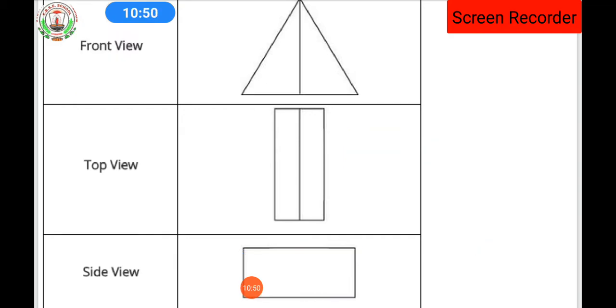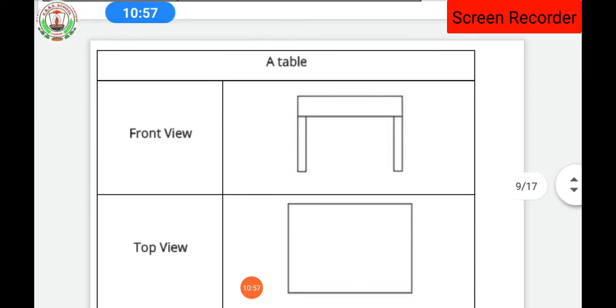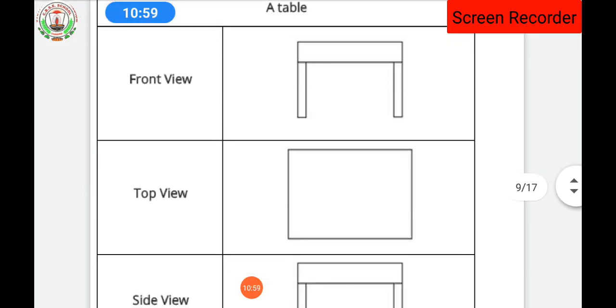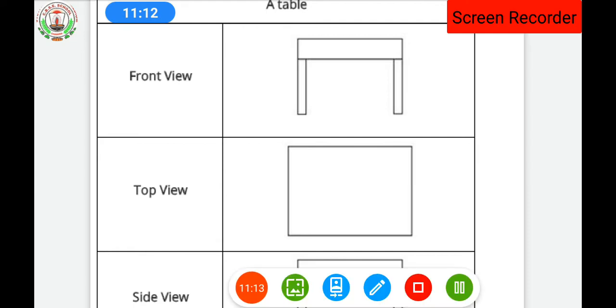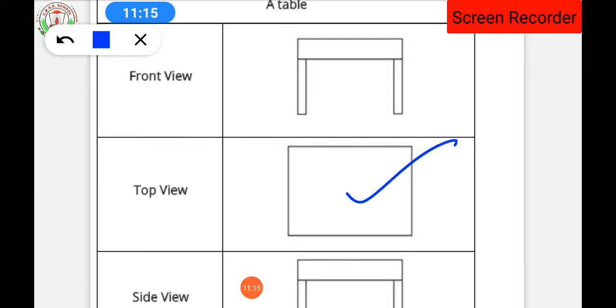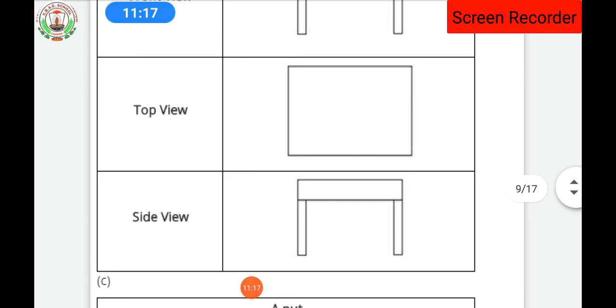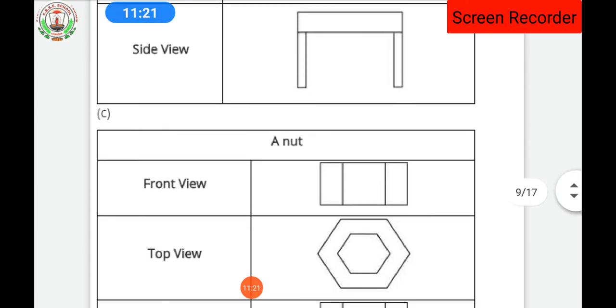So understood. The second one is a table. A table is given and in that table we have to mention the top view, front view and the side view, isn't it? By looking from the front view, a table is visible with the two legs and the rectangle shape. Then looking from the top view, its main surface is going to be seen, so it will look like this shape, isn't it? Then looking towards the side, it will look the same as the front view, isn't it? So here we have seen the solution.